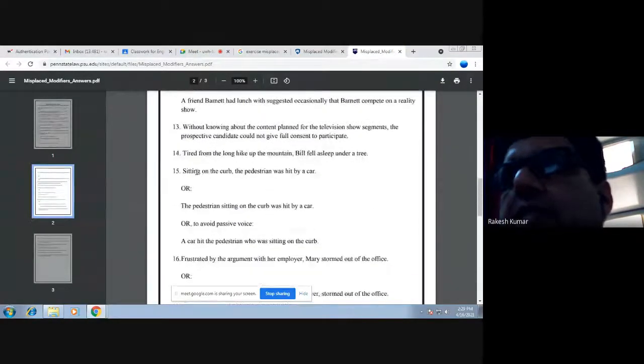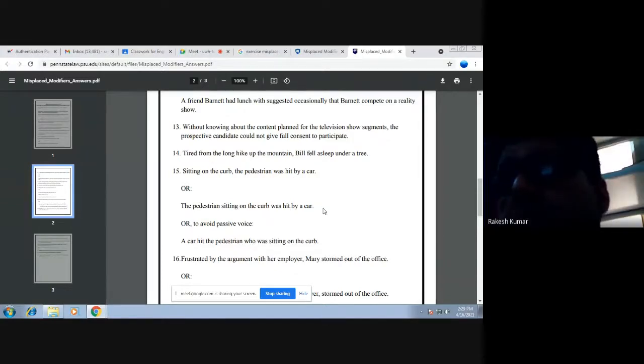Sitting on the curb, the pedestrian was hit by a car. Even you wrote it's fine. Look, see, they have made it: the pedestrian sitting on the curb was hit by a car. Yes, it's totally all right. It's totally right. So this is what it is.